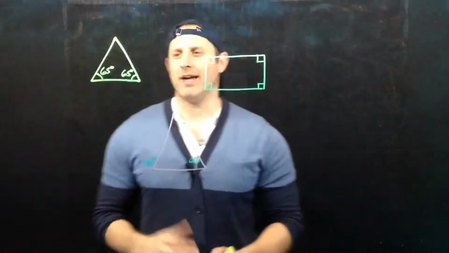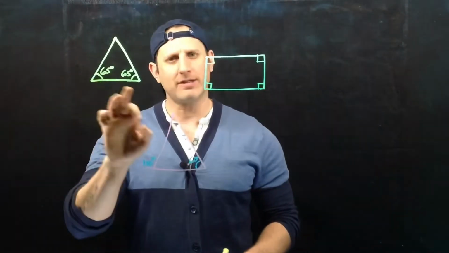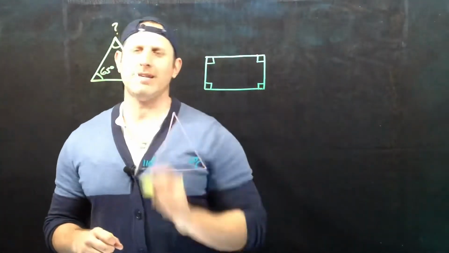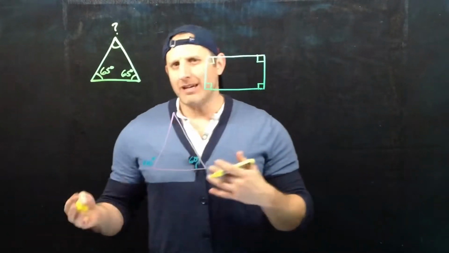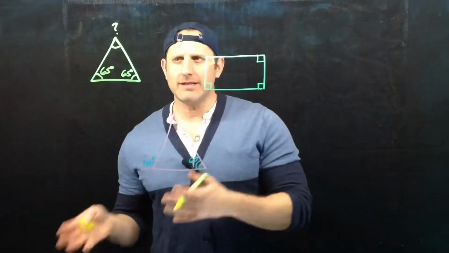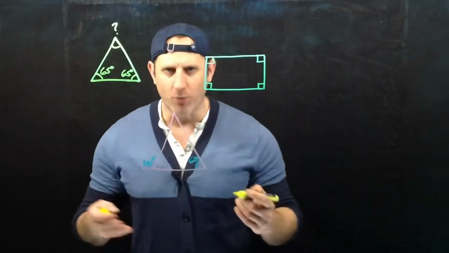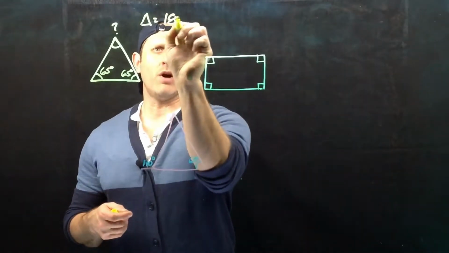Here we have a triangle. You can see that we've got two angles that are the same. They're both 65 degrees. And what we don't have is this guy. This is our missing angle. We don't know what it is. Now you may or may not recall the interior angles of a triangle are always going to total 180 degrees. So a triangle is going to be 180 degrees.